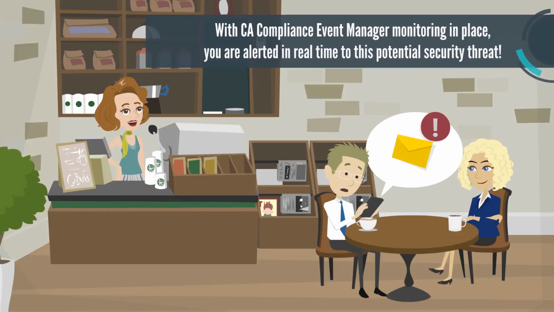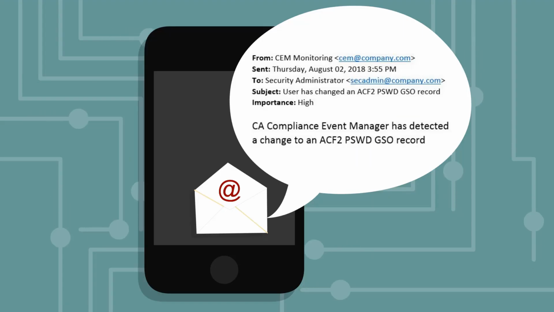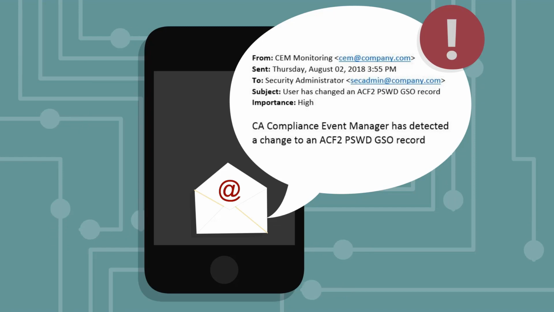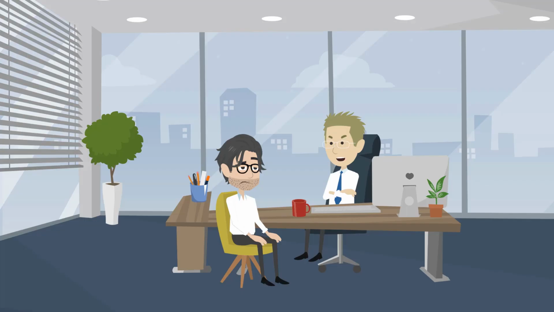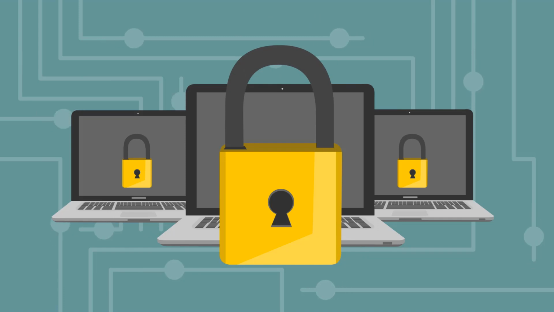Luckily, CA Compliance Event Manager is monitoring this activity, so you receive a real-time email alert. You review the email and see that this change is a potential security risk. You follow up on this situation to remediate it. Additionally, you define similar policy to monitor changes to ESM settings on your CA Top Secret and IBM RACF systems. Thanks to CA Compliance Event Manager's monitoring, you feel confident that you're keeping a close eye on ESM changes.